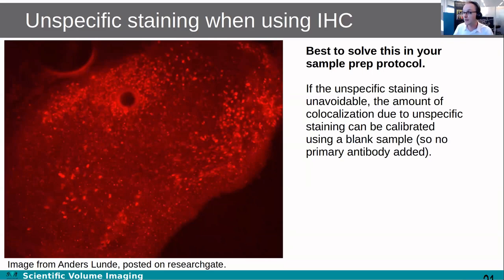So what you can do is you can make a blank. You could, for example, only add a secondary antibody and not add a primary antibody. And then you would measure how much co-localization is due to the unspecific staining. So sort of establish a base level from which you can then measure deviations from the base level.